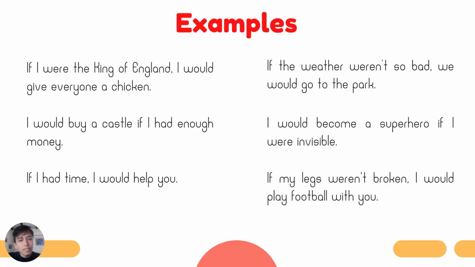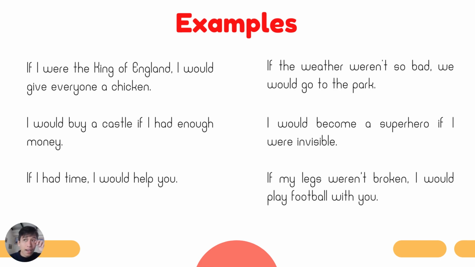So let's clarify everything with these examples that I wrote. For example, if I were the king of England, I would give everyone a chicken. This is kind of sarcasm or irony, because we know that I cannot be the king of England in the present. It's kind of logical that this is kind of impossible.